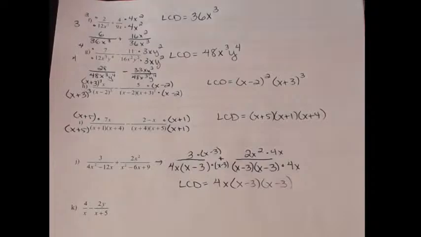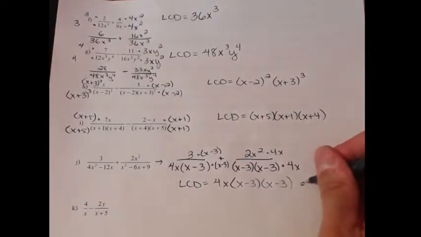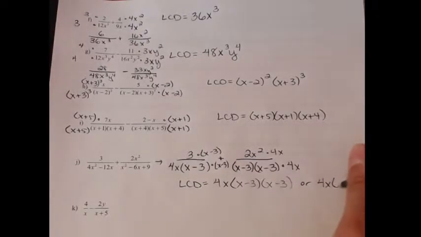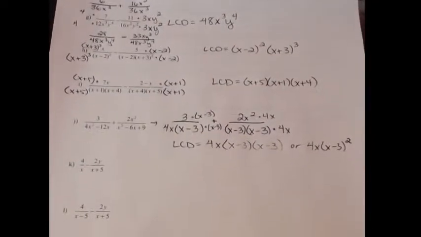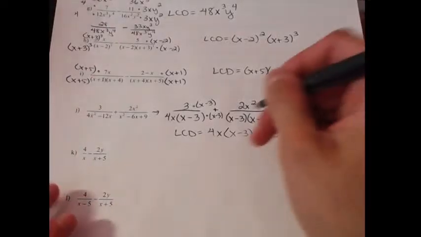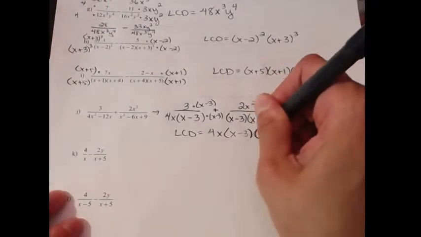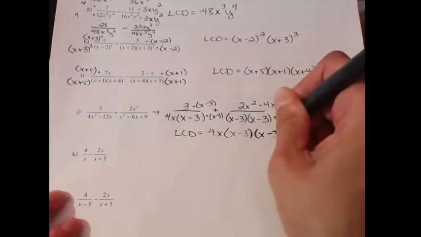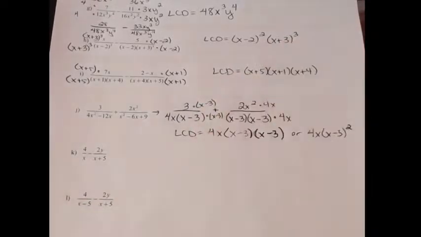Now, if we wanted to, we can definitely write that as the square of a binomial. So we could write it as 4x times x minus 3 squared. That would also be acceptable as a way for you to write your common denominator, okay? Either or is totally fine. I like opening it up so that you can see the factors, and you could just double check to make sure that both denominators have exactly the same factor.